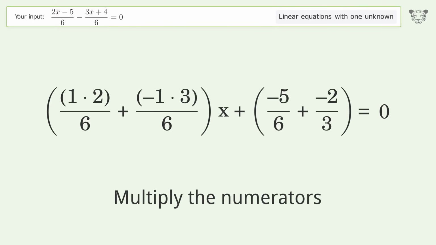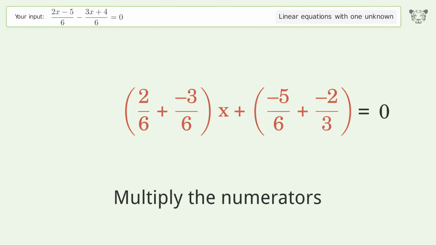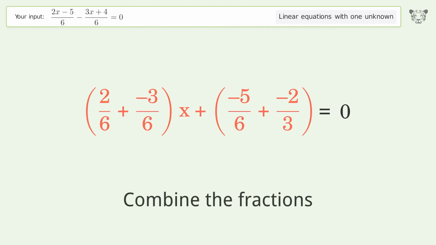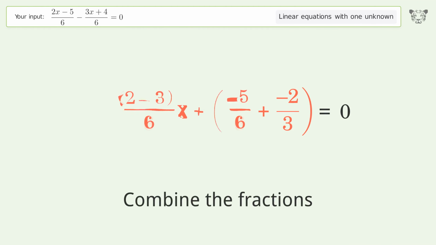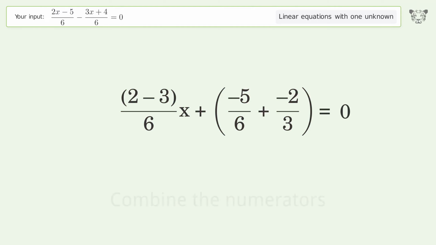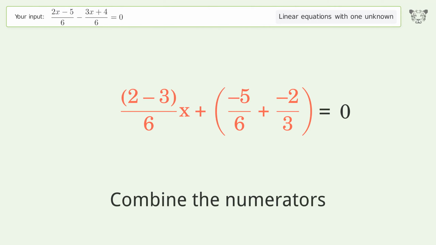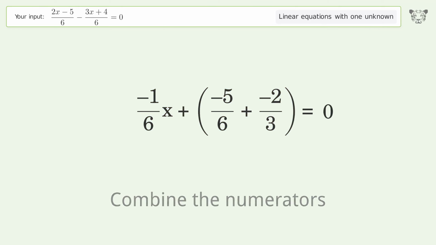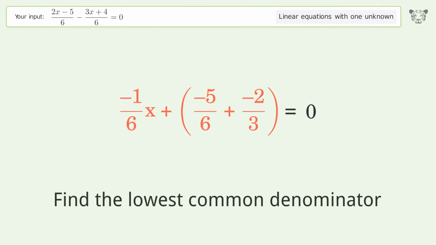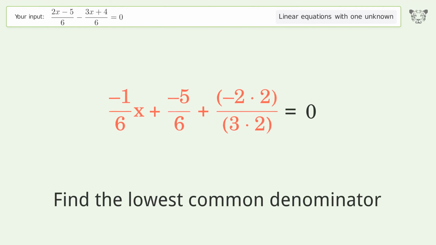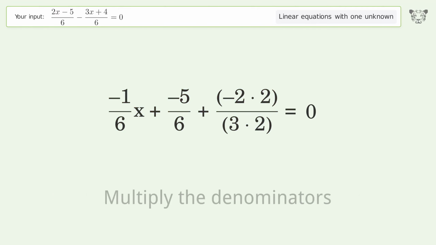Multiply the numerators. Combine the fractions. Combine the numerators. Find the lowest common denominator. Multiply the denominators.